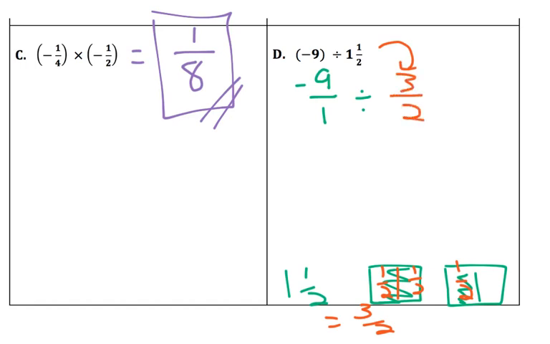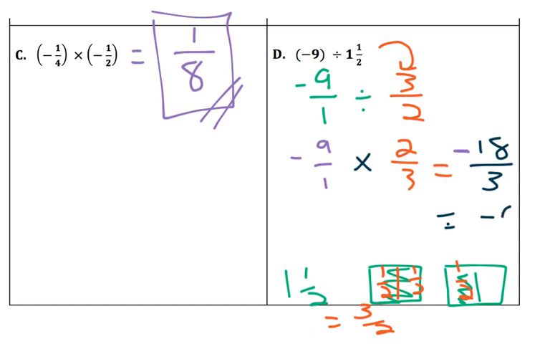Now I can do keep, change, flip. So I keep the negative 9 over 1. I change division to multiplication, and I flip 3 halves and do the inverse, 2/3. Now I multiply across. 9 times 2 is 18. 1 times 3 is 3. And since one factor is negative and the other factor is positive, different signs multiply and give us a negative. From there, I got 18 divided by 3, which is 6. And again, I keep the negative sign. So our answer is negative 6.